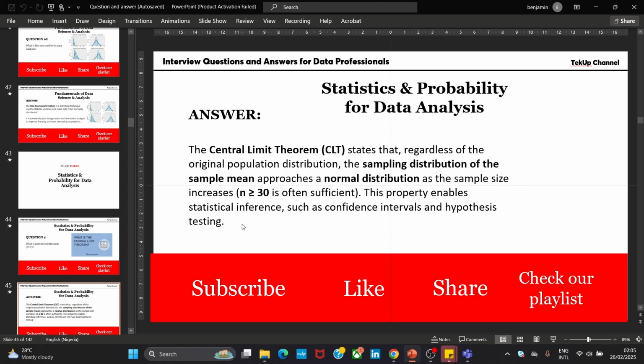Now, this is actually a way you can explain during your interview what CLT, the central limit theorem, means.